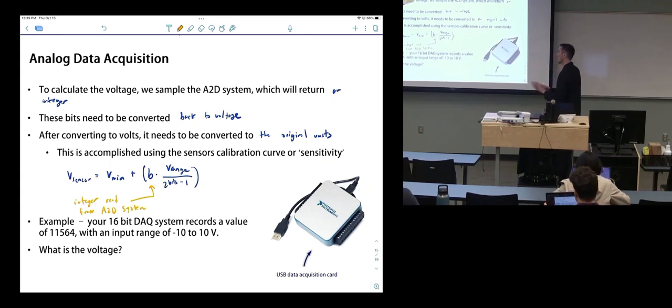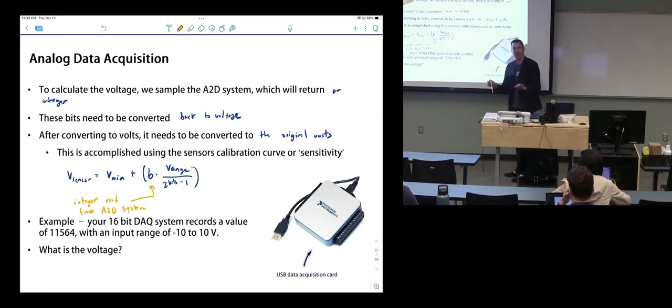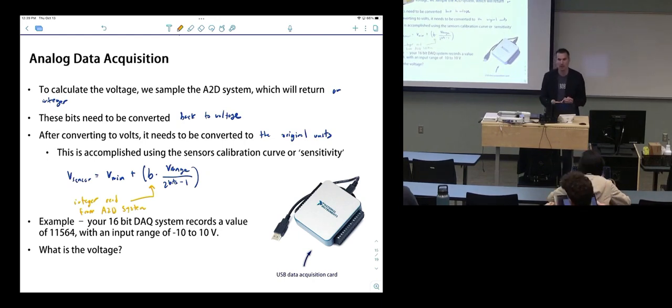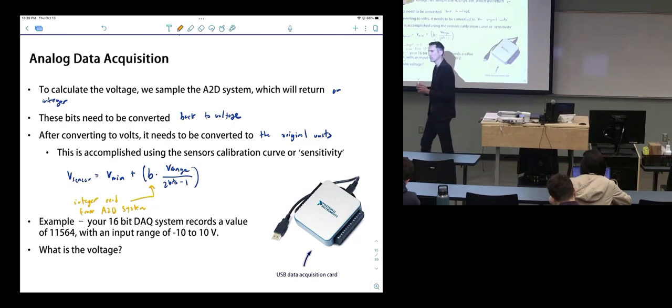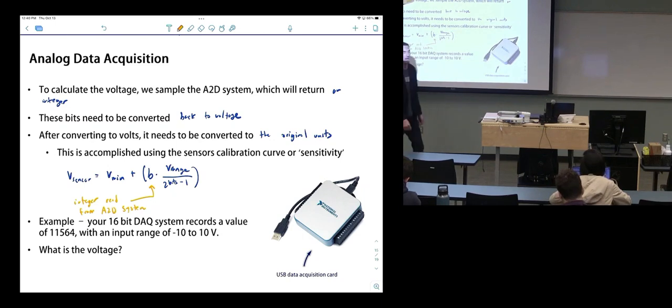Here is my question for you. We're recording a value from our A to D system. It's a 16-bit system. We get a value of 11564. What is that voltage? I want you to convert it. Everyone calculate the voltage. I know you guys know how to do this. What's the max capacity of a 16-bit number? What is that number? 65535.